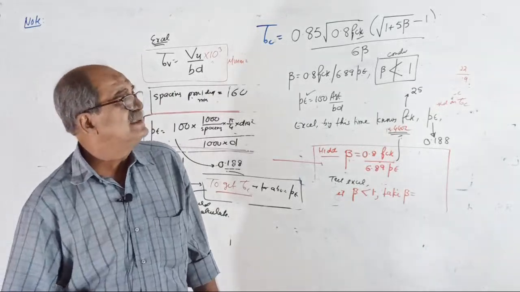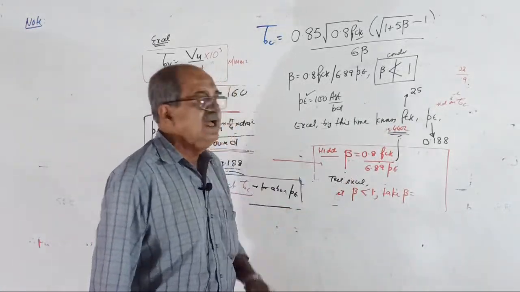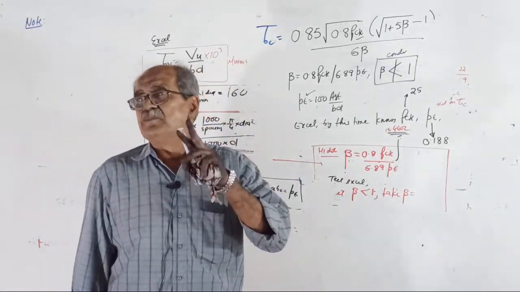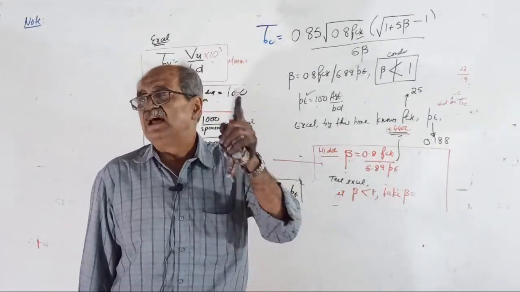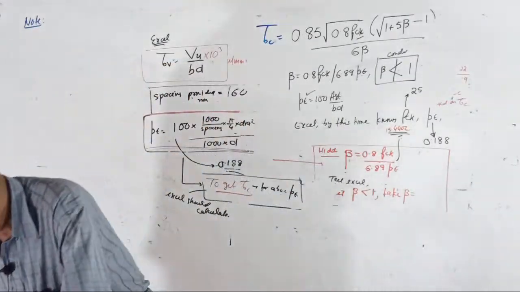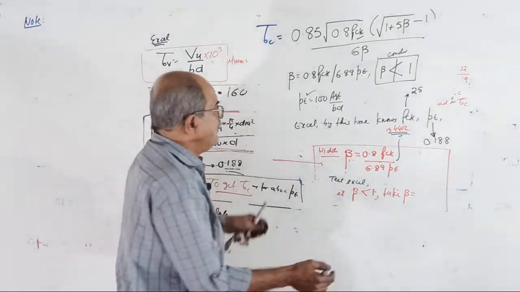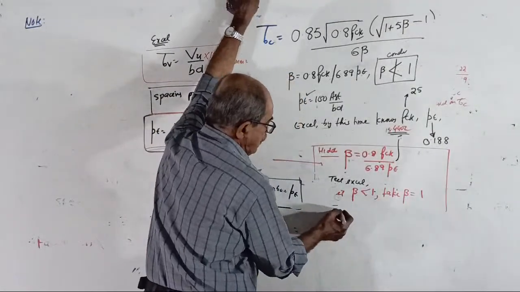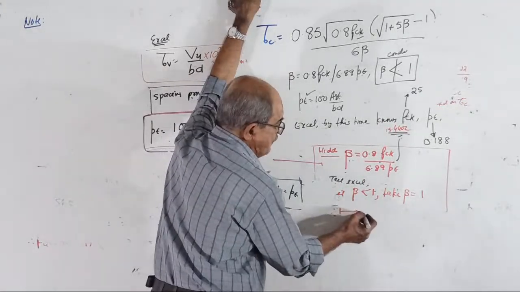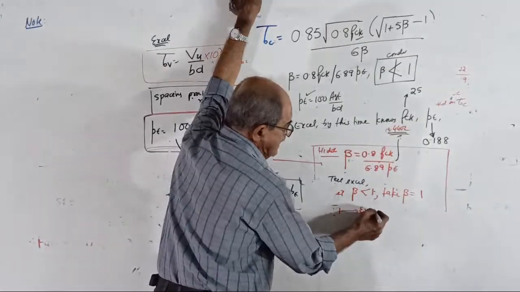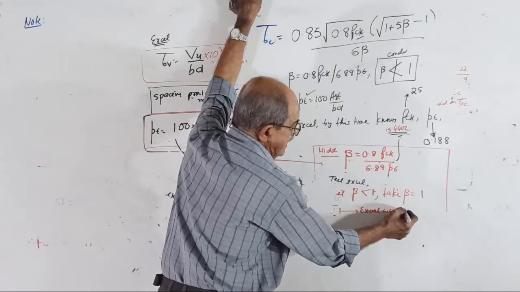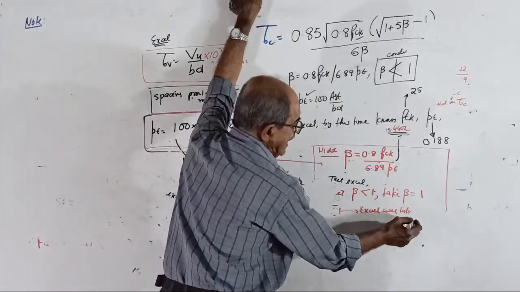So tell the Excel, when you find beta, if the value of beta comes less than 1, take beta equal to how much? You put a control there. Tell the Excel that you take beta equal to 1. Therefore, for our example, Excel will take beta how much? Tell me.